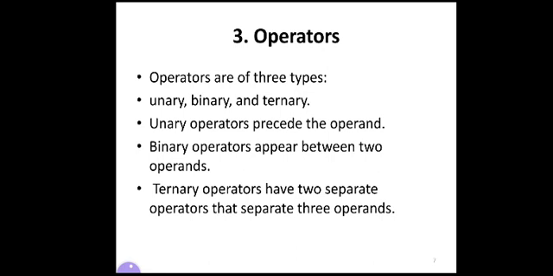Then the last one is the ternary operator. Ternary operators are very few. In a ternary operator there are 2 operators between 3 operands. Why ternary? The name ternary is because it makes use of 3 operands between 2 operators. That's why it is called a ternary operator. So a ternary operator has 2 separate operators that separate 3 operands.